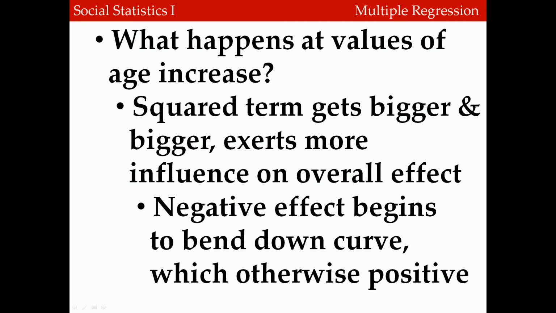And so at low values of age, the large positive main effect of age is the more significant in the equation. But then as age gets bigger and bigger, the squared term starts to become more and more influential on the effect of age on education. And so eventually the positive effect that's found at the low values of age starts to bend down. And so the curve starts to take on more of a curvilinear appearance.